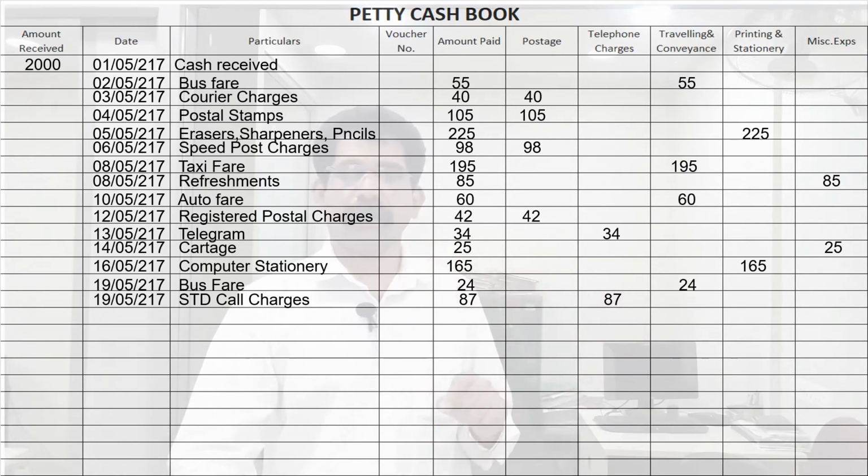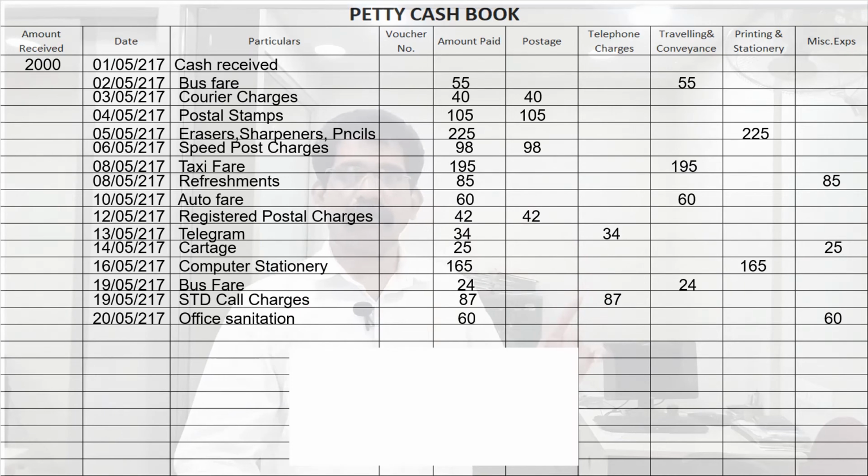On 20th, office sanitation rupees 60. 20th May, office sanitation. We have no separate column for this type of expenses. So we can record this rupees 60 into the miscellaneous expense column. Write down under miscellaneous expense 60. Take the total to the total amount paid column 60.